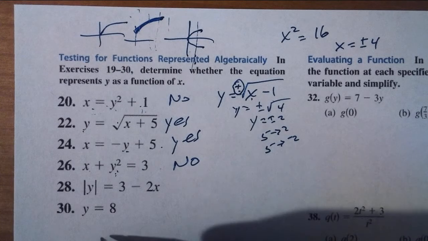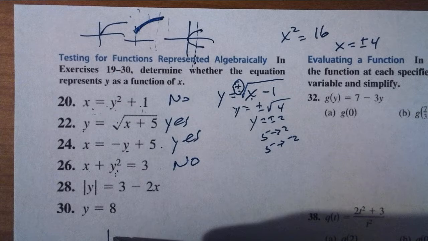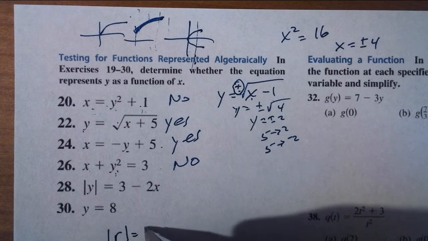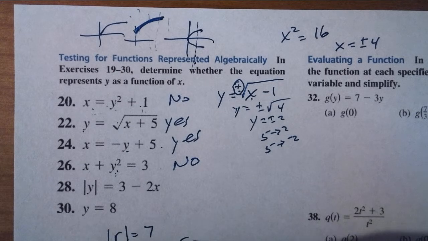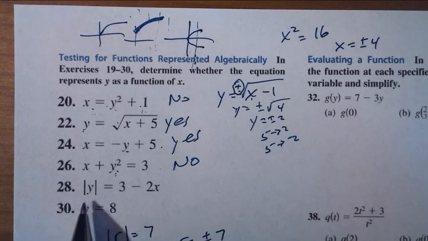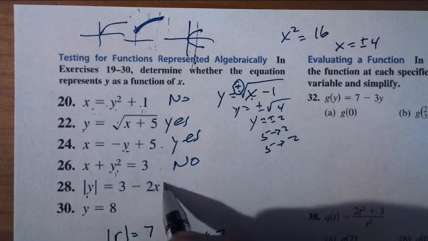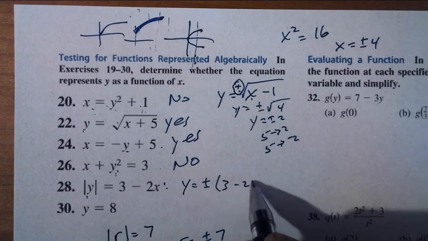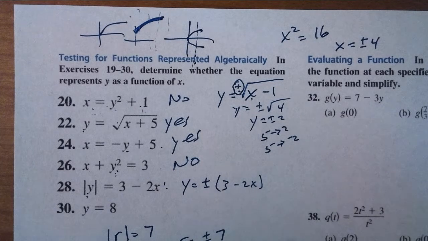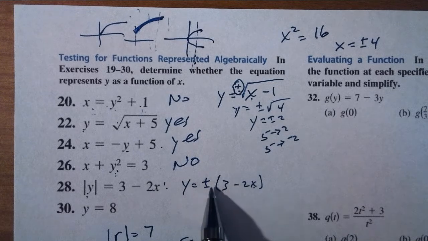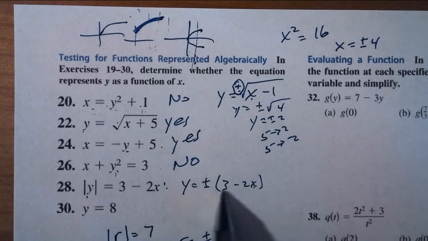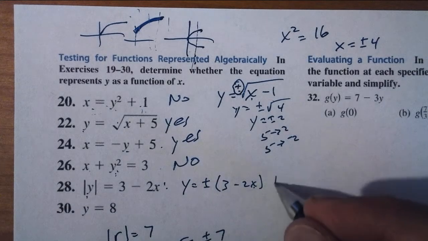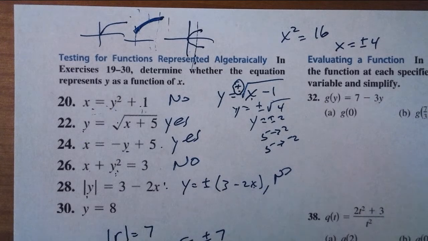How about this one? If I said the absolute value of r equals 7, hopefully you would say, well, r can be plus or minus 7. So to solve this, the next step we would say y equals plus or minus, there it is, 3 minus 2x. So whatever value I pick for x becomes two different values, provided that's not 0. So this is a no.